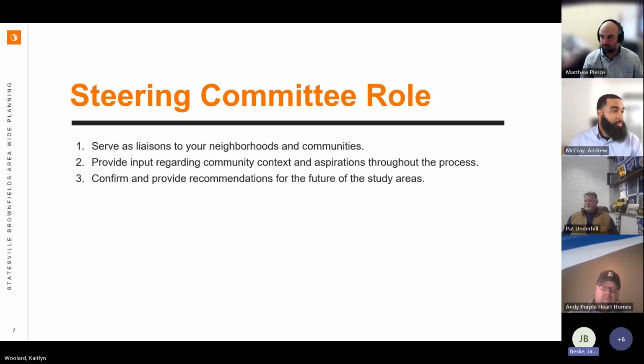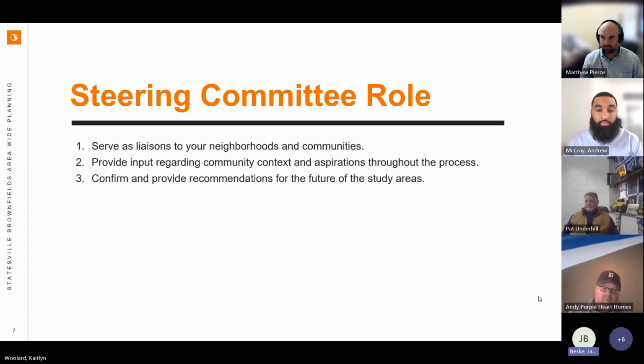And you can see it pretty clearly here, but it's really about interacting with, serving as those liaisons, either to your neighborhood that you live in, or maybe it's a row of businesses that you are close to or represent, or any community groups that you may belong to. We just ask that you get the word out there and let people know this is happening. And if you hear things, let us know and kind of be that conduit to the community.